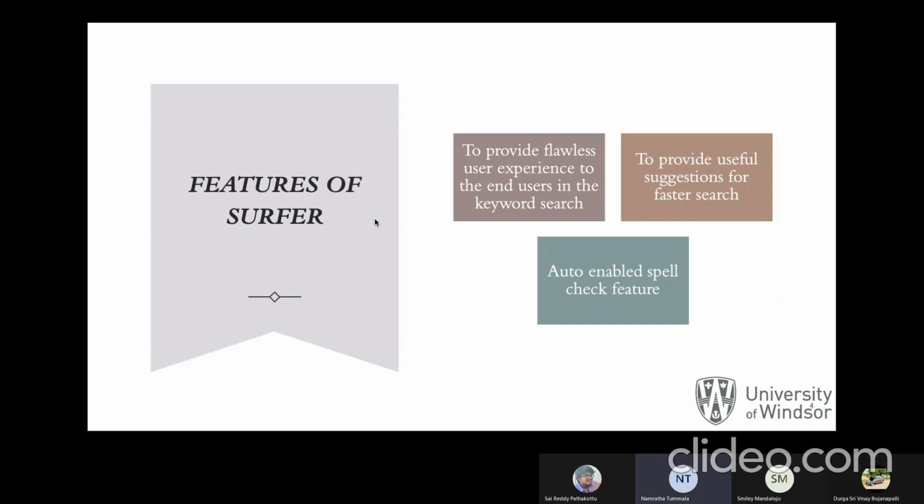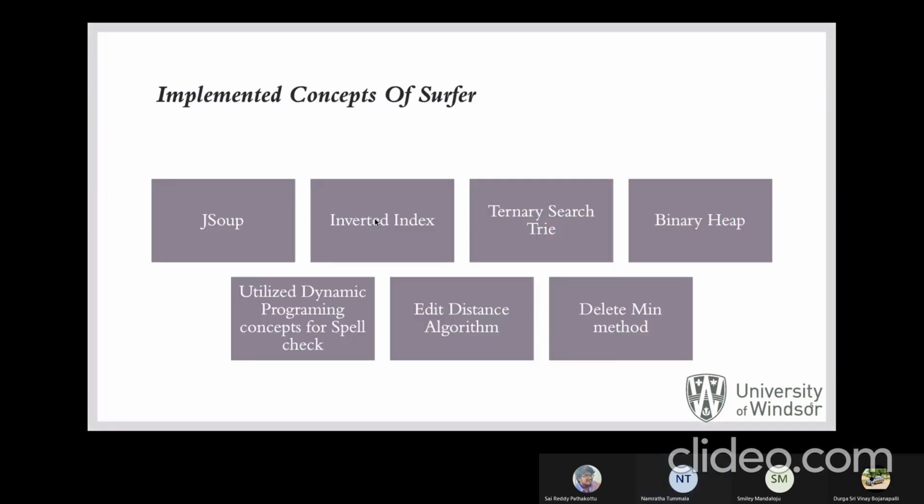The features of this project are to provide a flawless user experience to the end users in keyword search, to provide useful suggestions for faster search, and also to enable faster auto spell check. The concepts which we have implemented in this project are JSoup, inverted index, ternary search trie, binary heap, dynamic programming, edit distance algorithm, and delete min method.